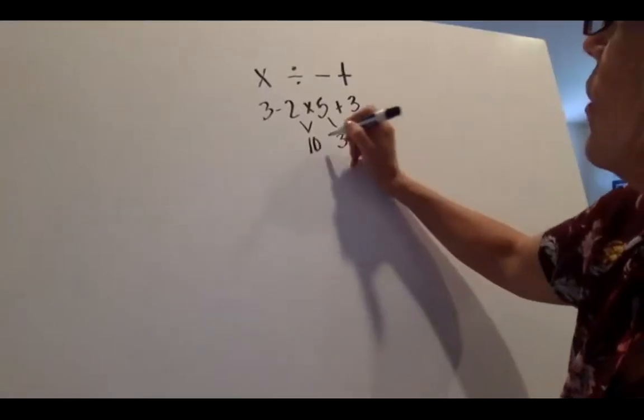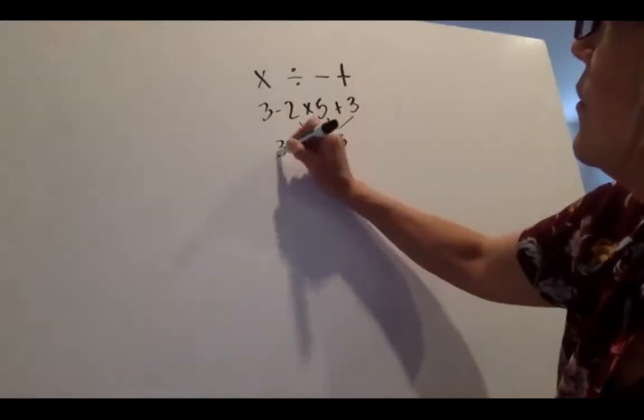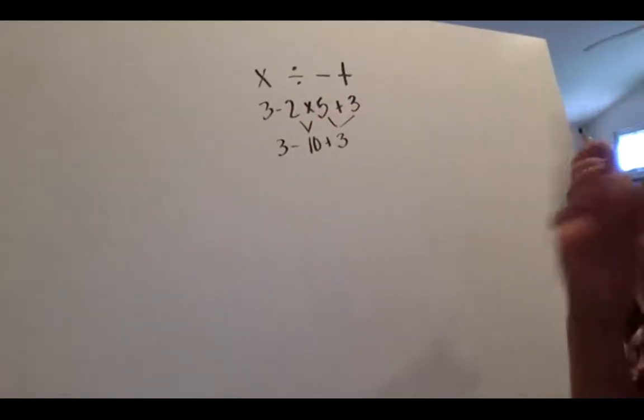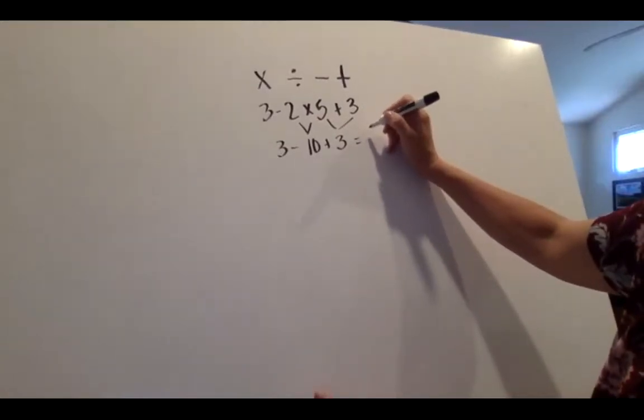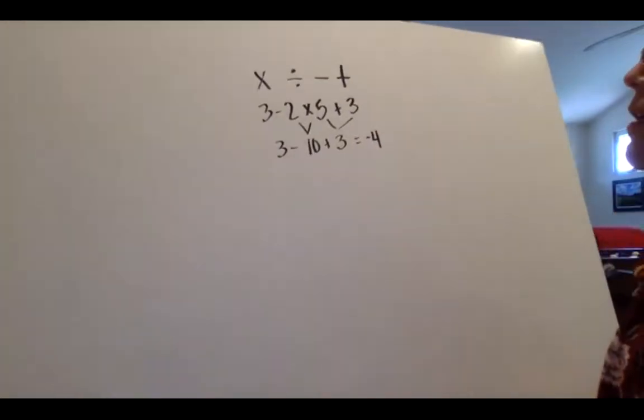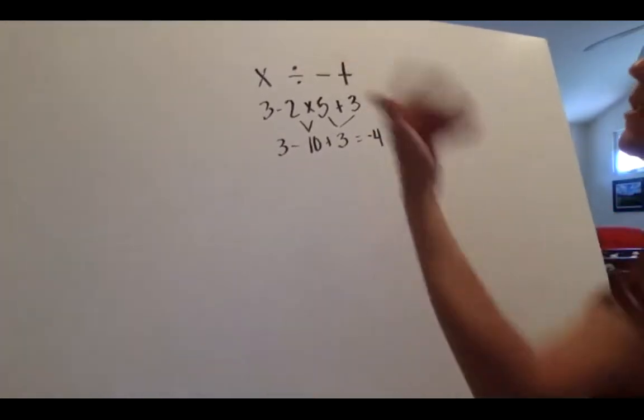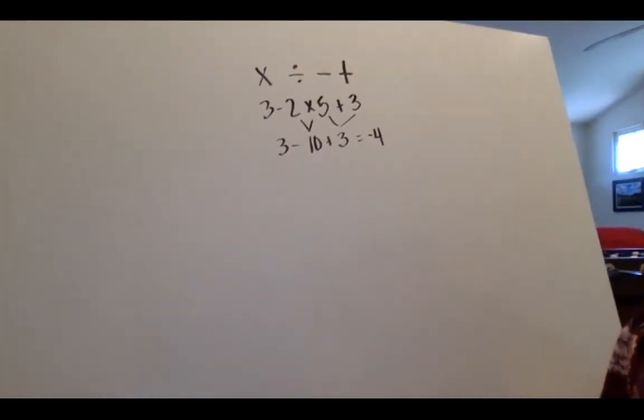3. And then I'm going to do 3 minus 10 is 7. 7 plus 3, right? 3 minus 10, no, is negative. Okay, so I might say that that's negative 4.